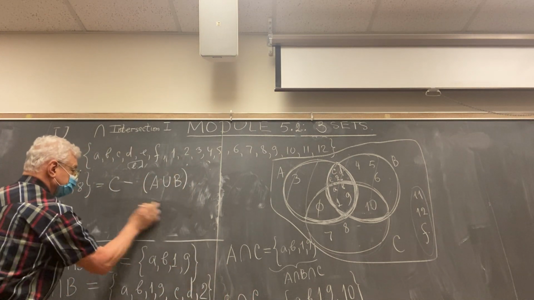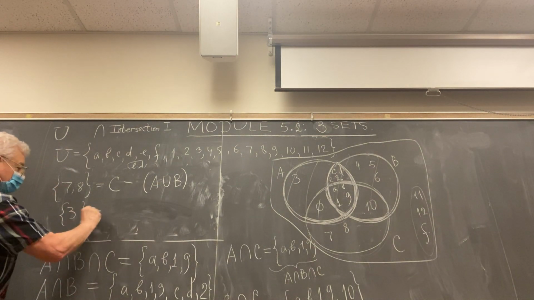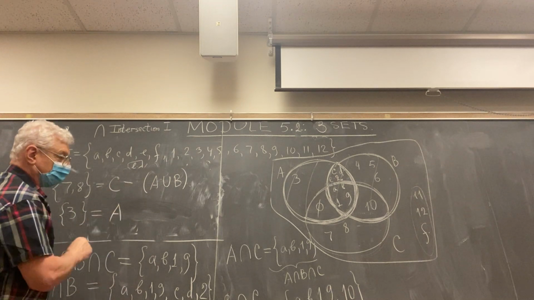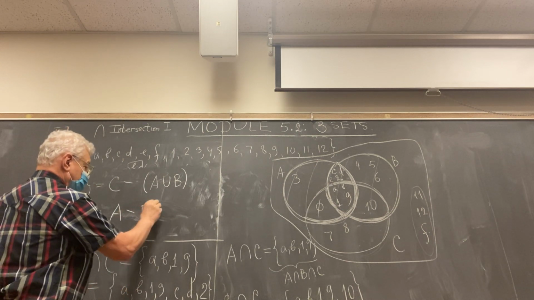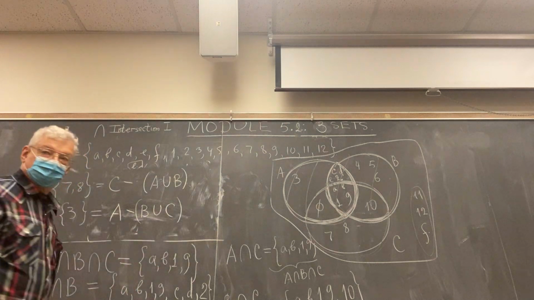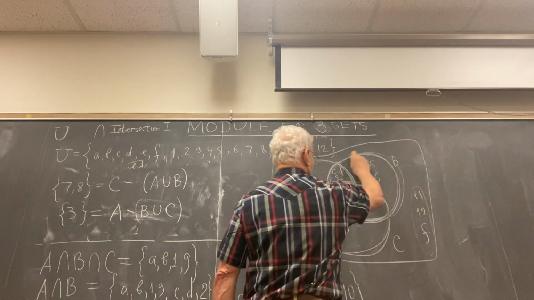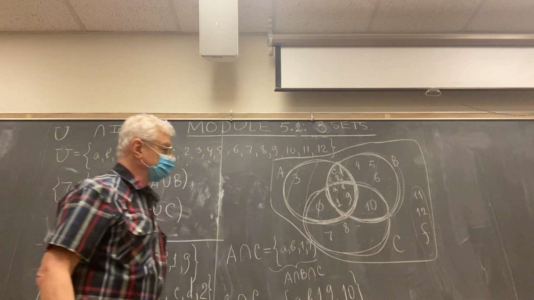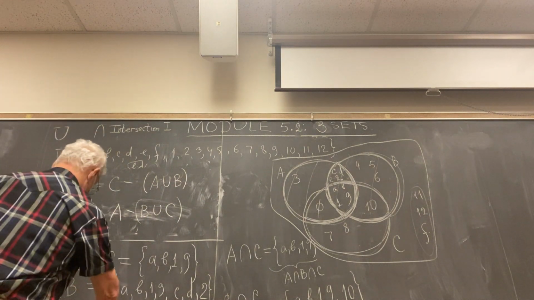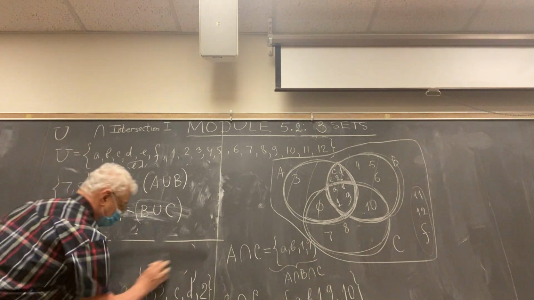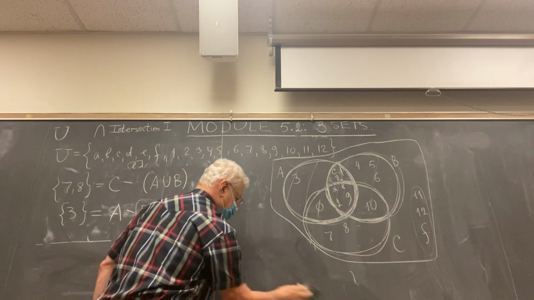For example, how would you describe 3? It's inside A, right? But we have to remove all the other part. A minus B union C. B union C is this part. If I remove it, I'll get only 3, because it's inside A. Okay, you got it? Now I erase this one because everything is reflected on the Venn diagram, and instead of formulas I can look at the picture.